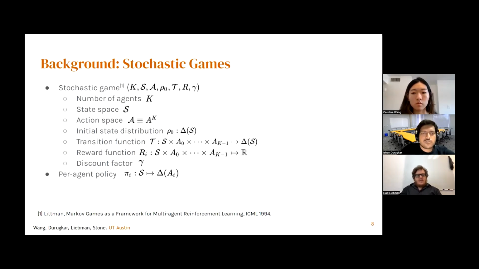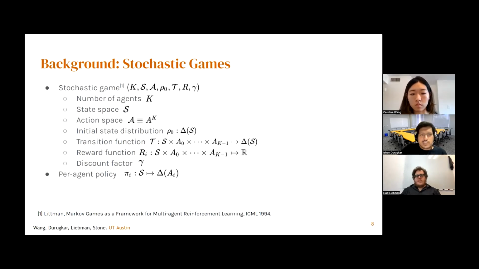In a stochastic game, instead of a single agent, you have k different agents. The state is still fully observable, so all agents can see all the other agents and the full state that they're dealing with. The action space is now divided into k components. Each agent can take actions with respect to its action space, and then the concatenation of all these actions is presented to the environment, which causes a transition into a new state according to the transition function.